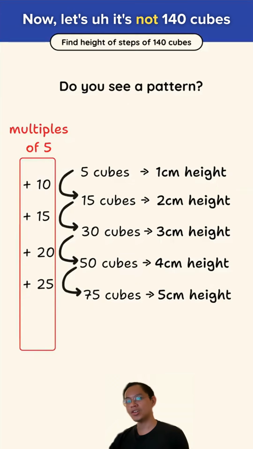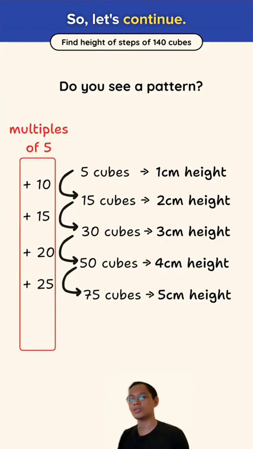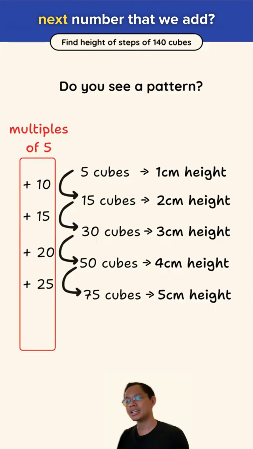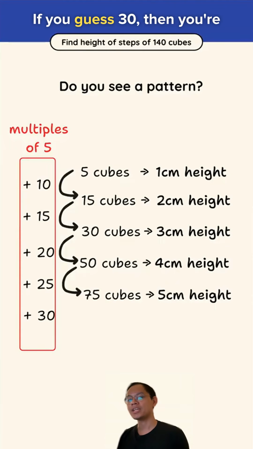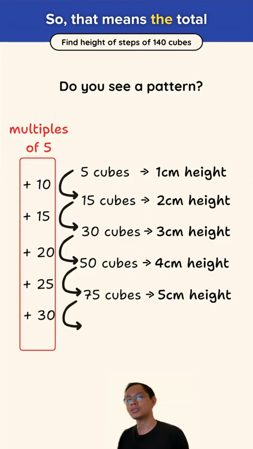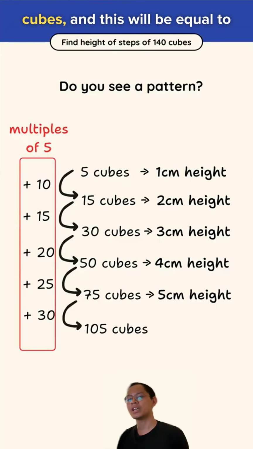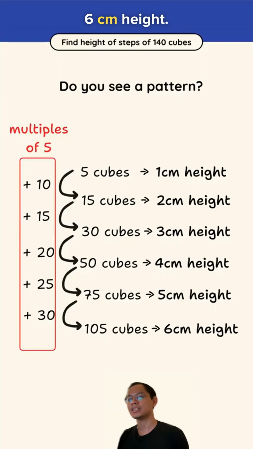Now it's not 140 cubes in total, so let's continue. From 75, what will be the next number that we add? If you guess 30, then you're right. That means the total number of cubes will be 105 cubes, and this will be the 6 centimeter height. But is it 140? Not at all.